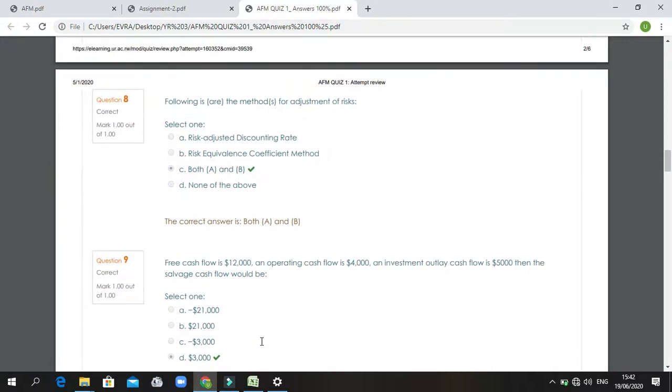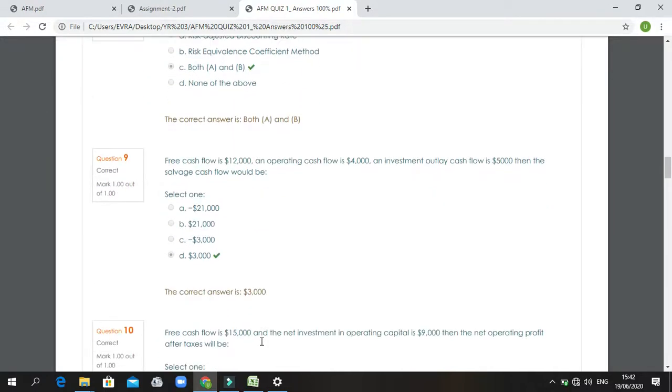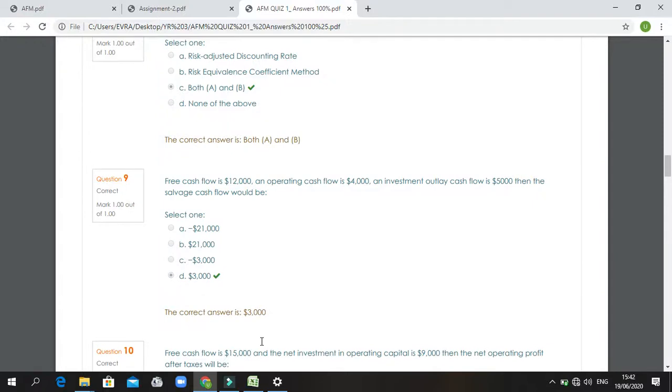For question number 9, they say that the free cash flow is 12, operating cash is 4,000, and investment outlay is 5,000. Then the salvage will be 3,000. This answer is shown because they have the free cash flow, which is equal to revenue minus the cost minus initial investment.